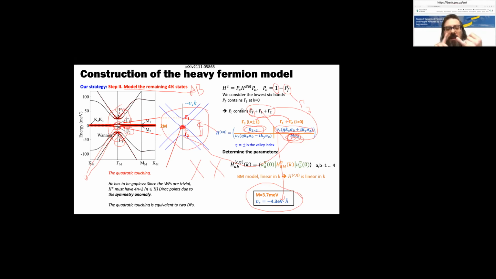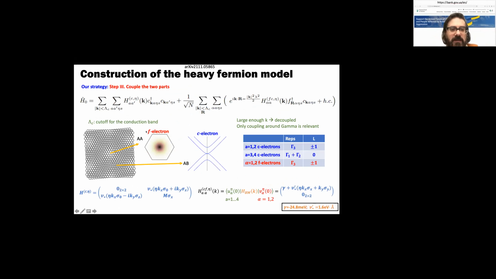So now we built the heavy fermion, we built the conduction electron, so we have to build the coupling between them. And the model as it stands now is a localized f electron, which sits at the AA sites, a conduction electron, which sits at the AB lattice sites, and this is an AB untwisted double vortex, which carries the topology. And of course, you're going to have coupling between these two.